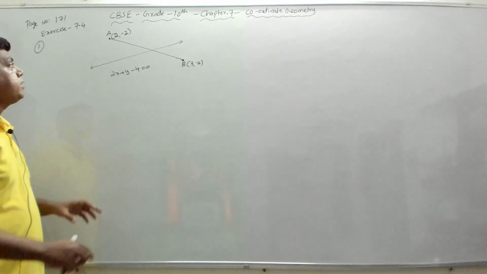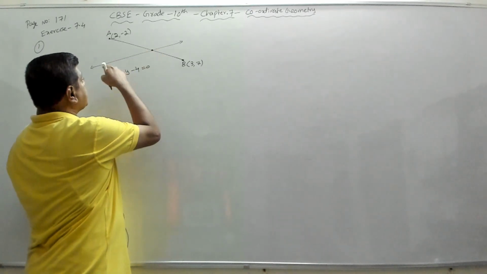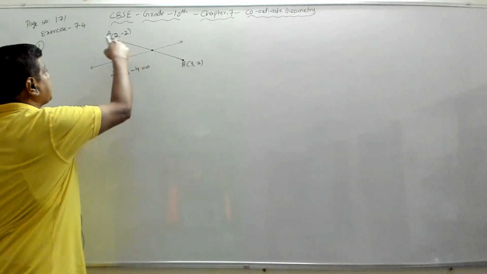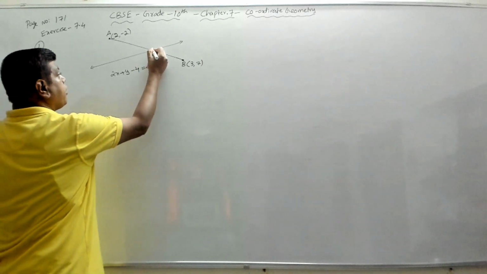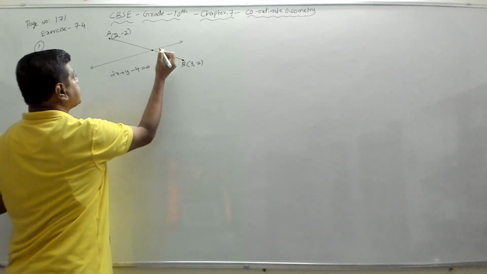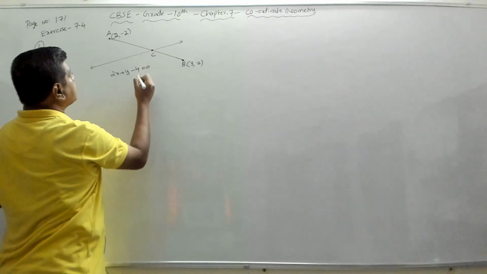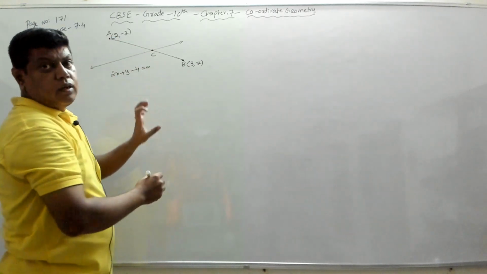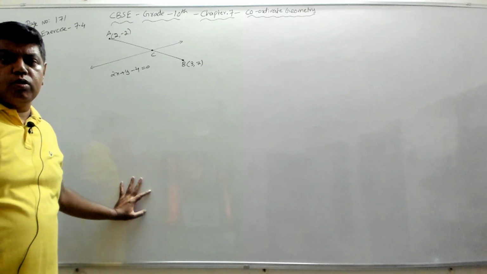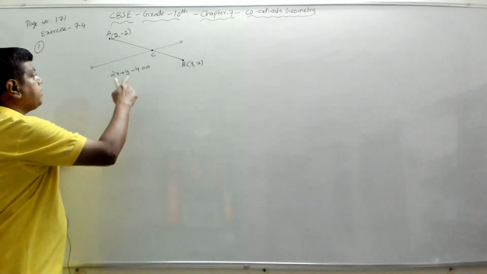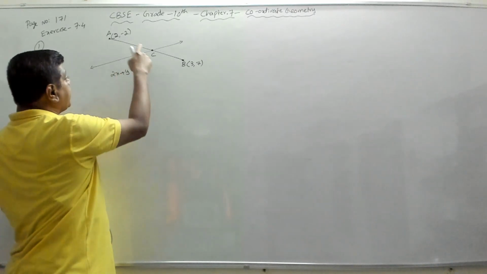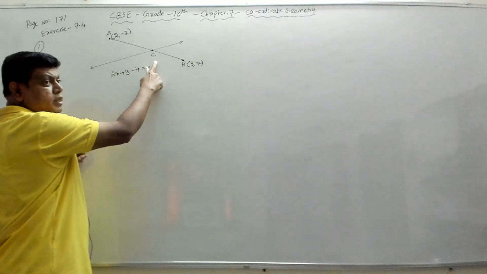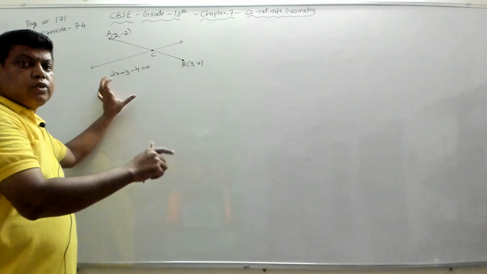Divides the line segment joining the points A and B, which means if this is the point at which the line 2x plus y minus 4 divides the line segment joining these 2 points, we need to find at what ratio it divides. Suppose this point is C, we need to find the ratio AC is to CB. We have to find the ratio in which this line divides the line segment joining these 2 points. Suppose this line 2x plus y minus 4 cuts the line at the point C, now we need to find the ratio of AC is to CB.